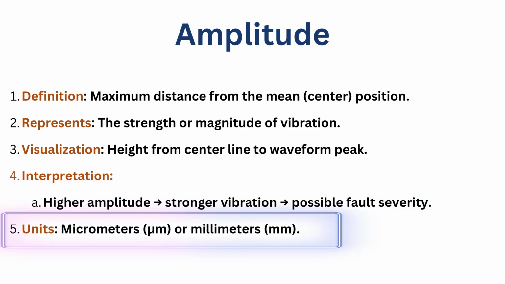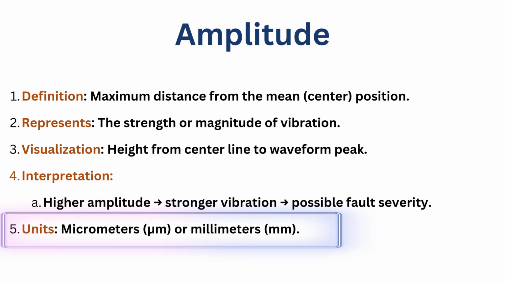The unit of amplitude depends on what type of parameter you are measuring on the machine. If you are measuring displacement, then the units will be in microns or mils. If you are measuring vibration in acceleration, then it can be in mm per second squared, or in g, that is acceleration due to gravity. In the same way, if you are measuring velocity, you can measure in mm per second or inch per second, right? So it depends on what kind of parameter you are measuring.